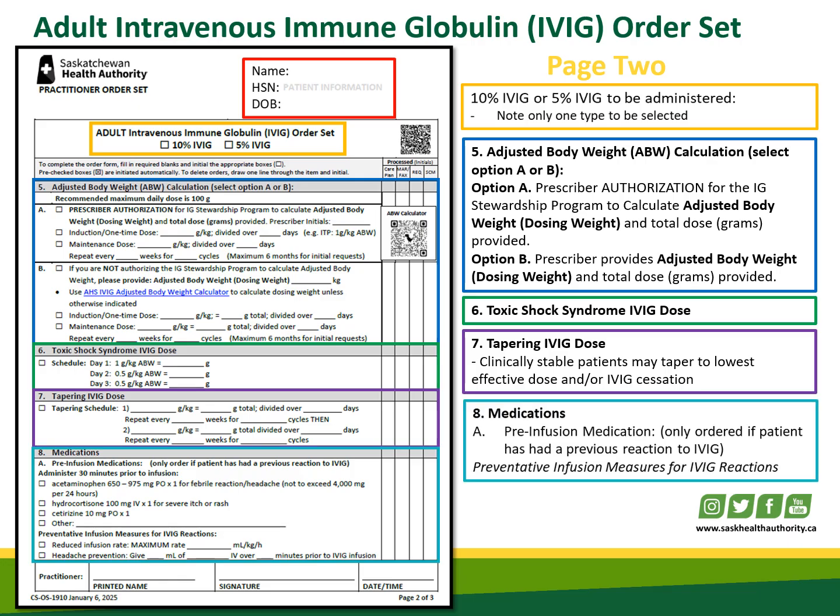Section 8 covers medications. Pre-infusion medications and preventative infusion measures can be ordered if there has been a previous reaction to IVIG. And to finish page 2, again, the physician needs to put their name, their signature, and the date and time.